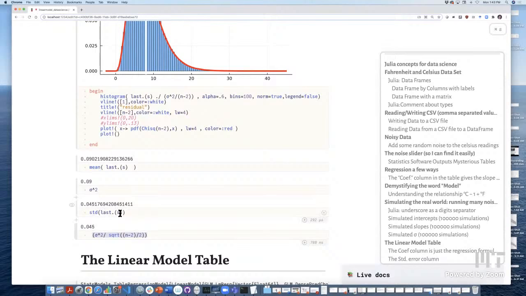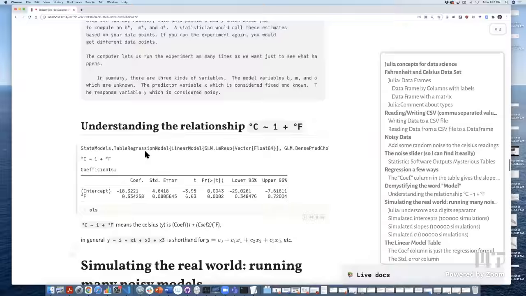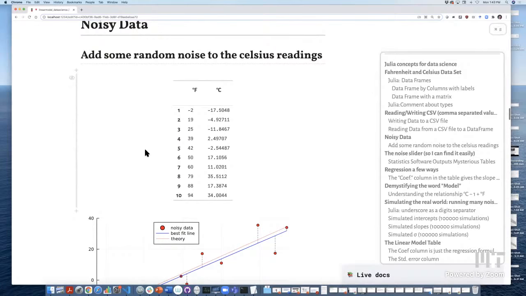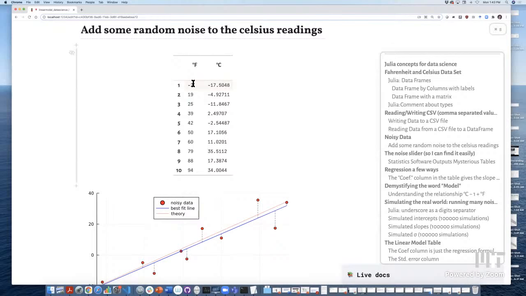So to repeat, let me remind you, let me kind of catch everybody up in case you missed it. What we've been doing, let's go back to the beginning just to kind of sum things up a little bit, is we think of an experiment as going out there and grabbing 10 exact Fahrenheit numbers and 10 noisy centigrade numbers, okay?